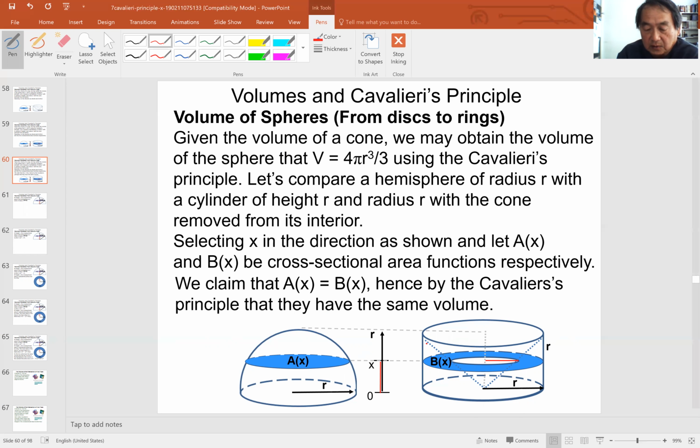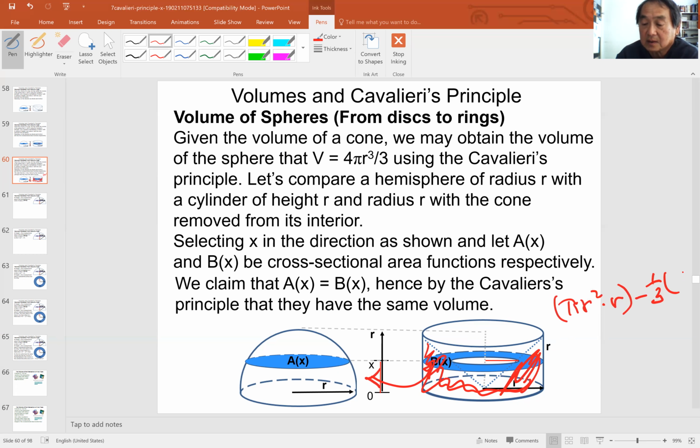So in other words, the areas of these things mean the volume of this cylinder with a cone drilled out is the same volume as that half of a sphere. But the volume of this with a cone drilled out, that's pretty easy. That's pi r squared times the height, which is r again. Okay, so pi r squared times height. Take away the cone drilled out, which is 1/3 of that.